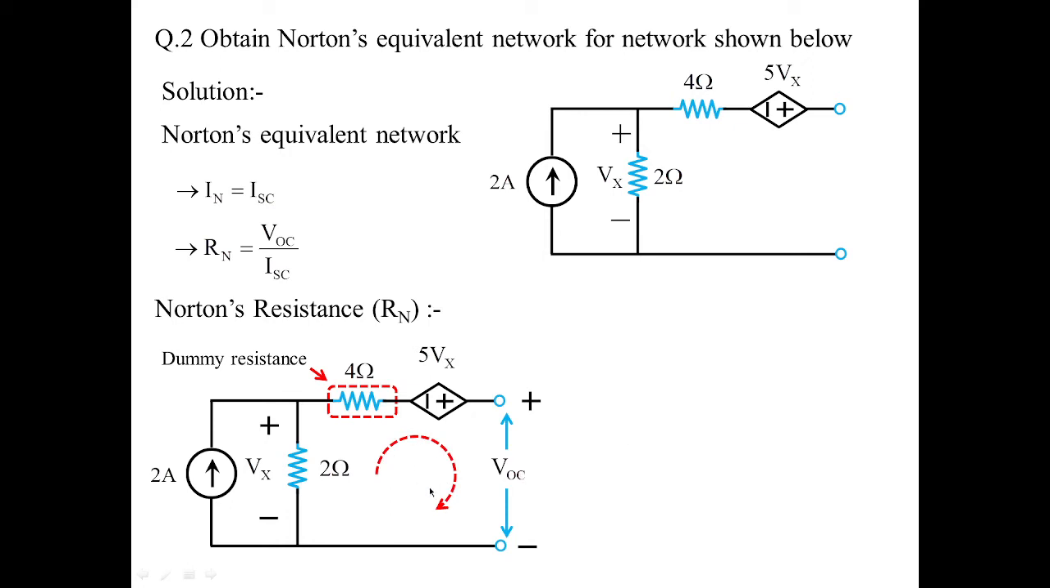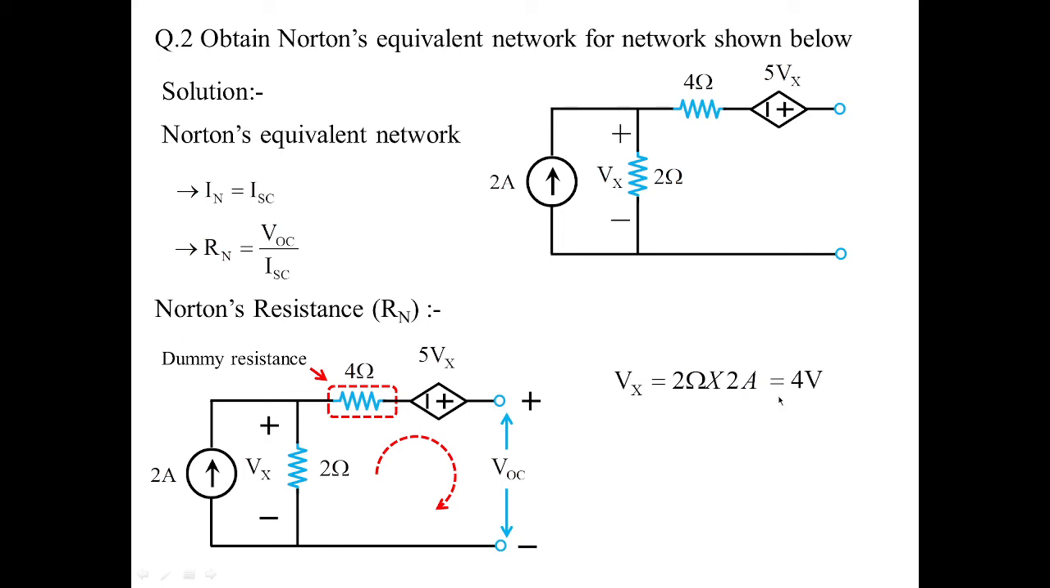So I'm applying the mesh analysis. You may be wondering why I'm applying mesh analysis. Since I have a voltage here, I have another voltage here, and I need to know this voltage. So neglecting this resistance, I'm taking the rest of the voltages. First, let us find out the Vx. Vx is nothing but the current which is flowing in 2 ohms. 2 ohms is having 2 amperes. So this becomes 4 volts.